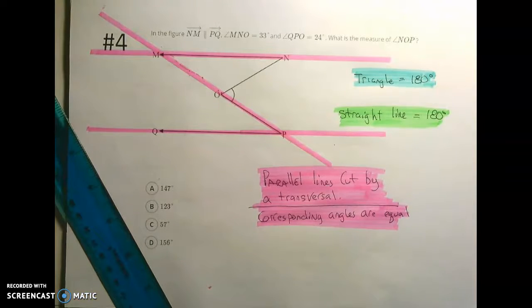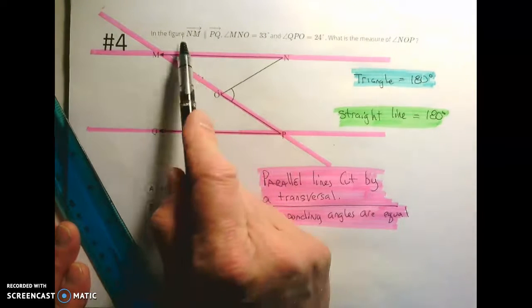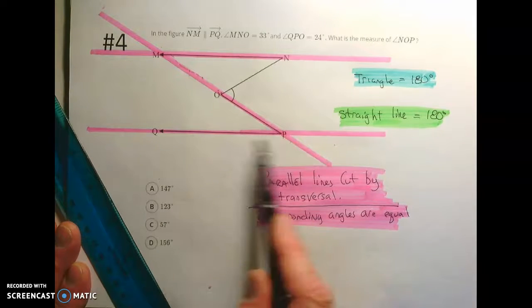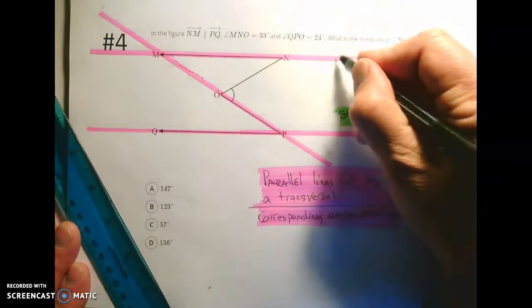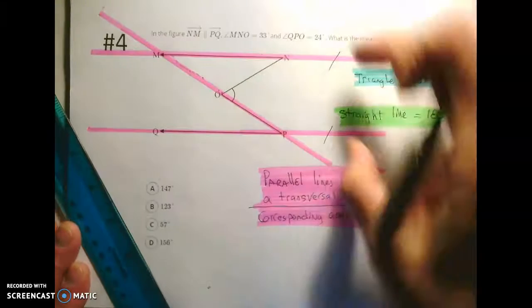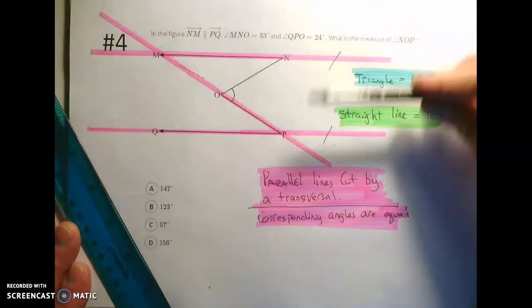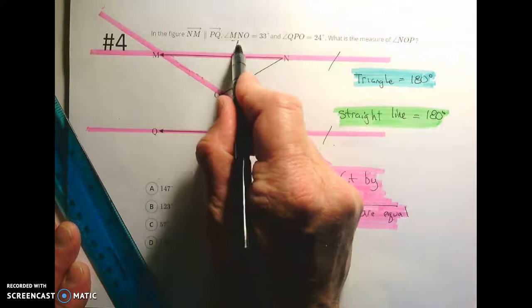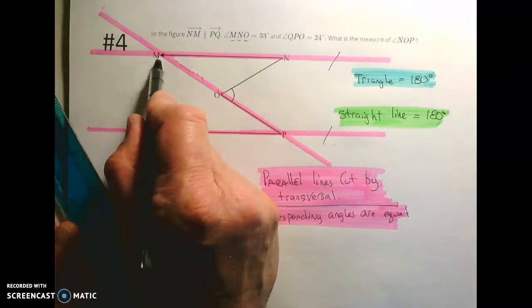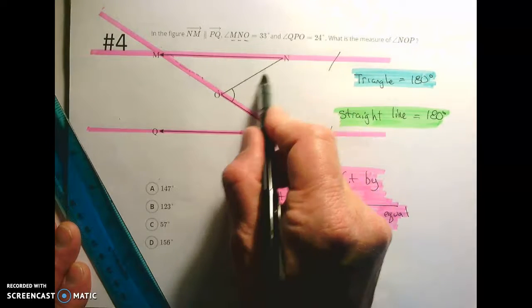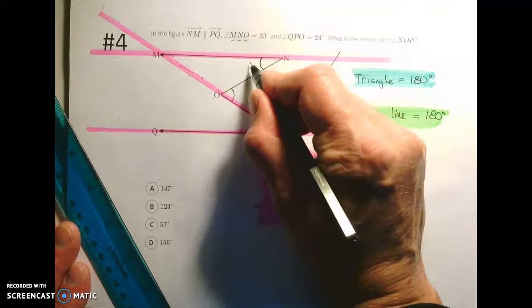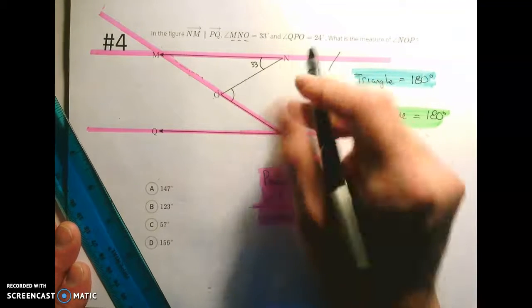So I need to add something on here, which is what they have told us. They have said that NM is parallel to PQ. So I'm going to make this notation with a little slash on each line, and that tells me that in this drawing, those are parallel. And this reads angle MNO equals 33 degrees, and that's in here. This is 33 degrees. That's how that reads.